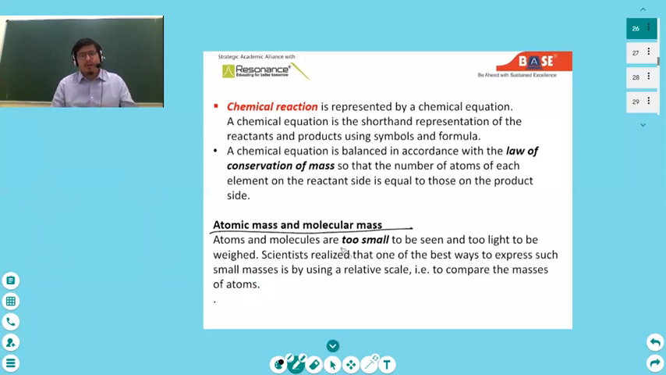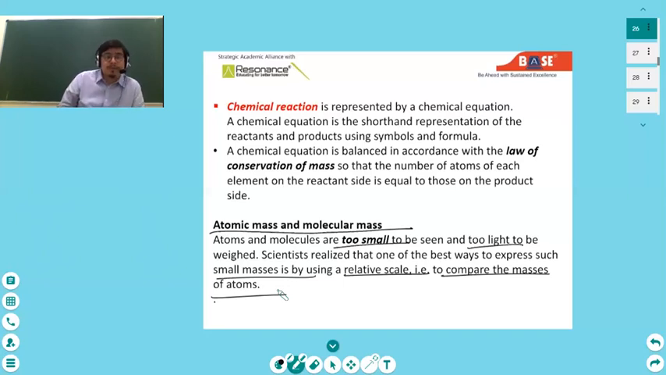Now atoms and molecules are too small and too light in weight. So scientists realized that they cannot weigh them directly and find out their mass. So the best way is to express such small masses using a relative scale. Relative means to compare the masses of atoms. Mass of one atom compared with something. In the case of mango, there is a solid iron bar which is standardized. For atoms, what to do?